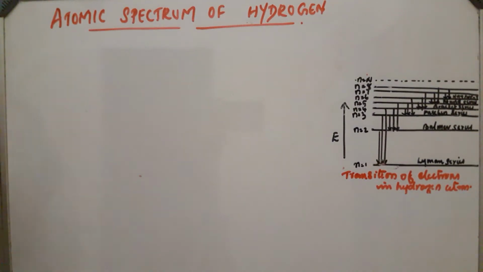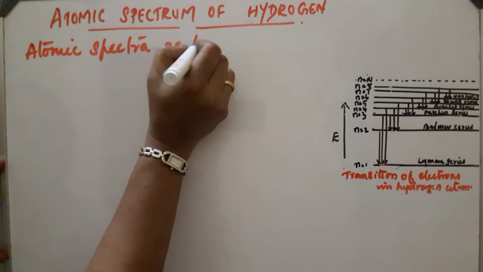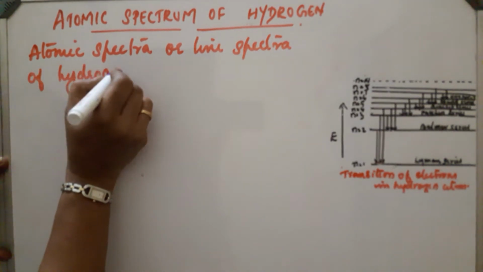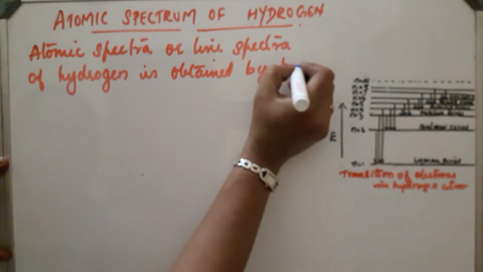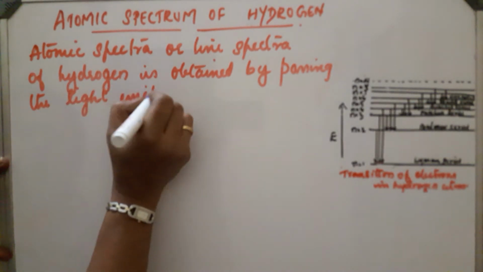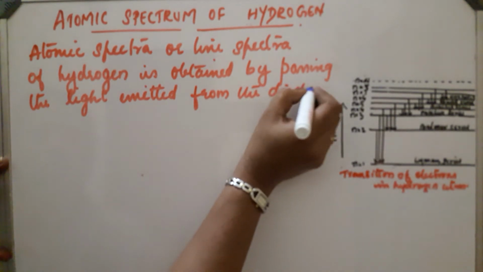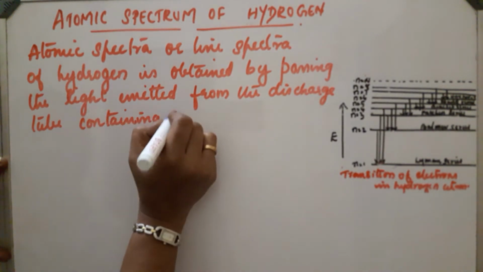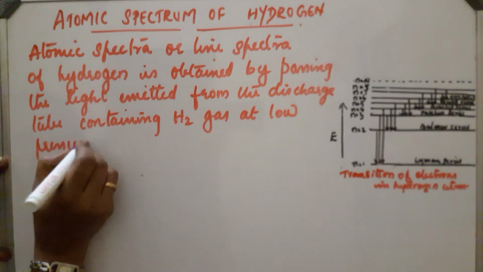Atomic spectrum of hydrogen. Atomic spectra, or line spectra of hydrogen, is obtained by passing the light emitted from the discharge tube containing hydrogen gas at low pressure through a spectroscope.